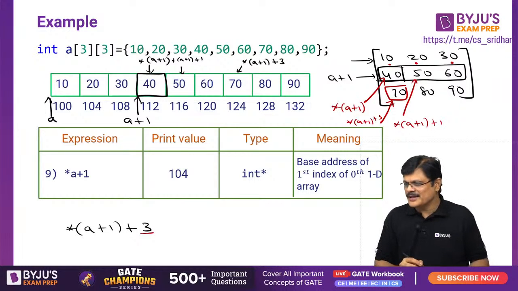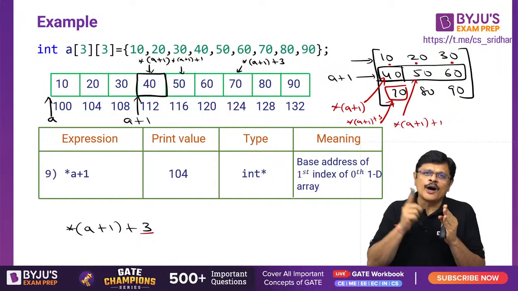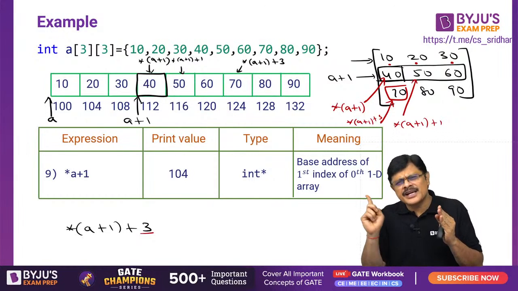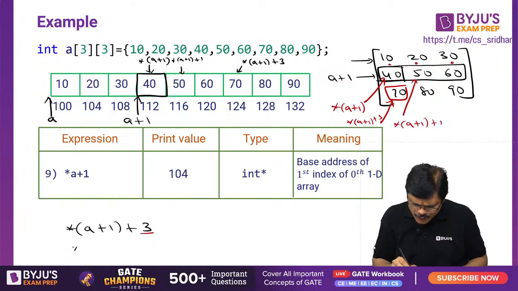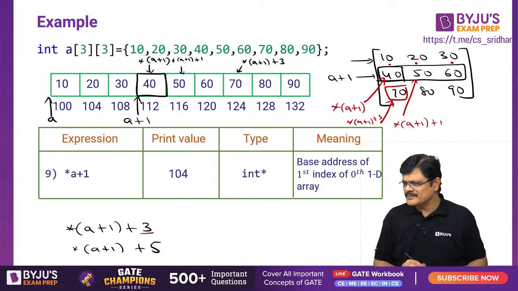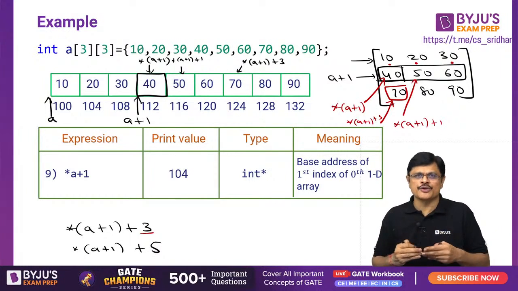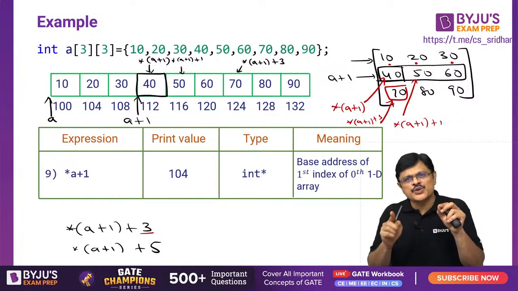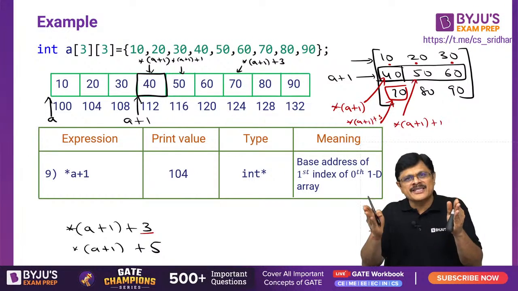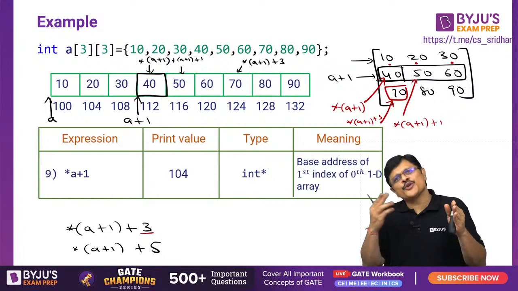See, even though the array has only two elements, the offset directly takes the next elements, my dear friends. Even if you do star of A plus 1 plus 5, you automatically go to the next row. See, star of A plus 1 plus 2 is the entire row. But if you do plus 3, you automatically go to the next row. Plus 4, plus 5 means the next elements.